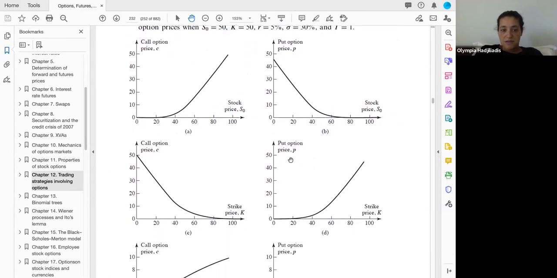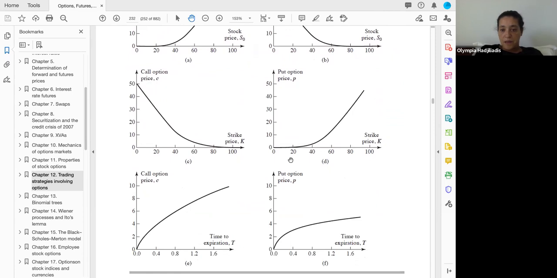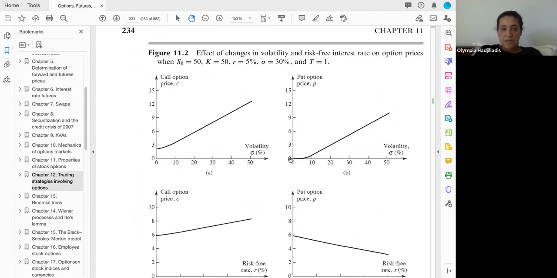And we see this in figures 11.2 A and B, as we can see. So both call option and put option prices increase as volatility increases. Okay.